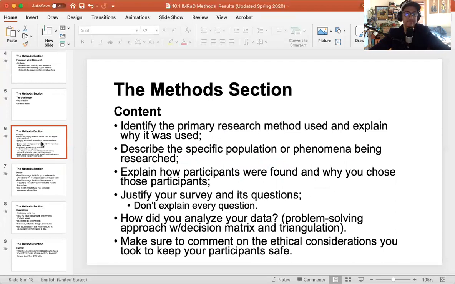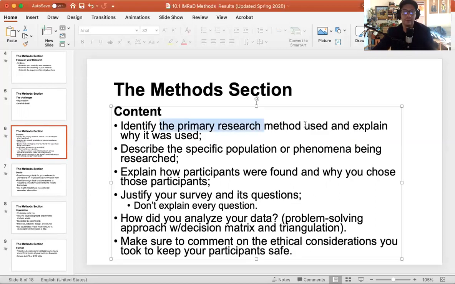Now, some of these things will go in the methods section. This weekend, as I said before, I'm only wanting certain things out of the methods, not everything. Okay. So I'll explain later. But basically, we need your primary research methods here. Okay. This is where you're going to explain this is what I did.